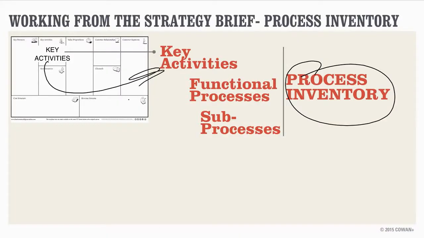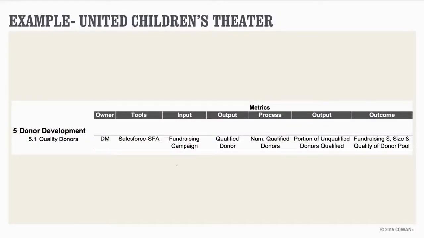These flow from the key activities we identified in the business model canvas. That's kind of our top layer of our organizational scheme, our taxonomy here. Each of those key activities has functional processes, and then if we need more detail, those then have sub-processes. Here's an example from United Children's Theater.